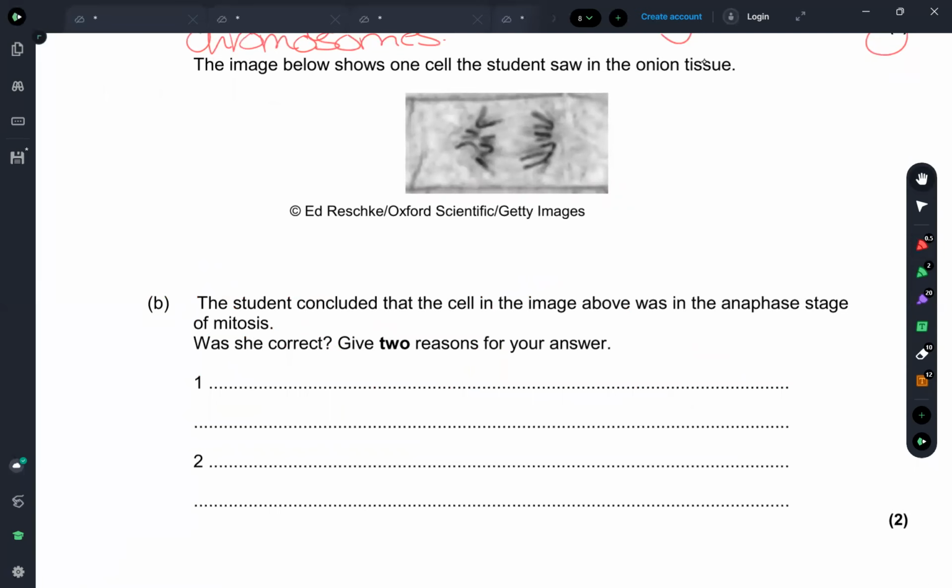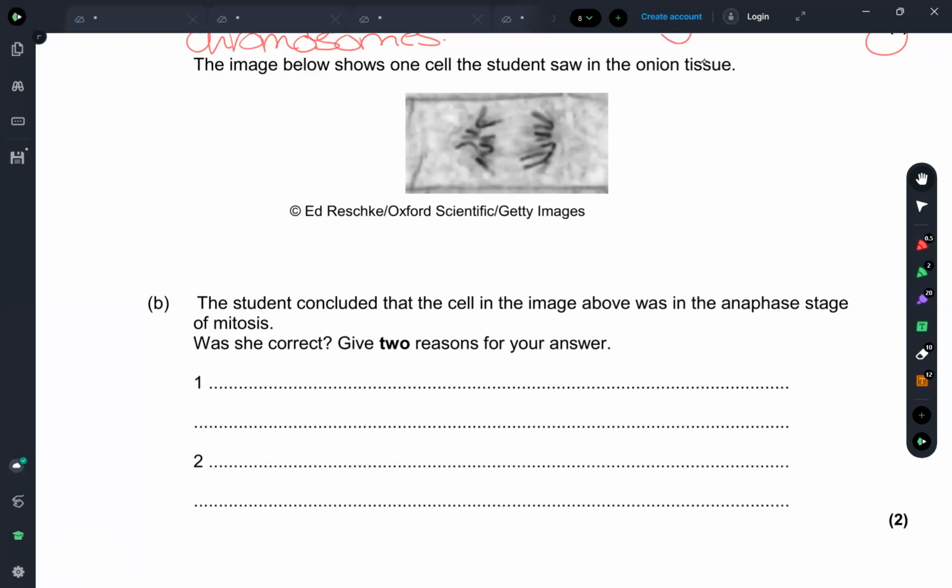From this image, the student concluded that the cell in the image above was in the anaphase stage of mitosis. Was she correct? Give 2 reasons for your answer. So saying yes or no does not get you any marks. What you need to do is actually justify what you are saying in this process. So let's have a look at this.